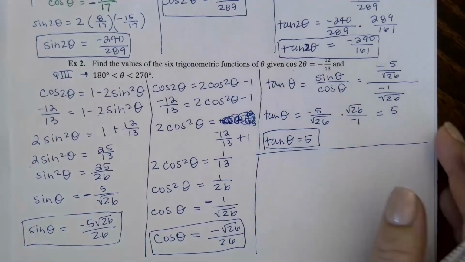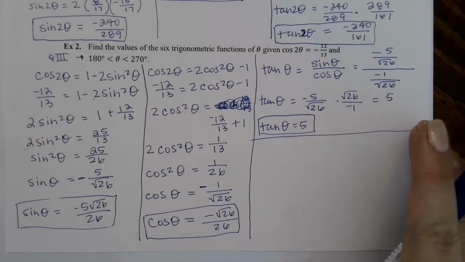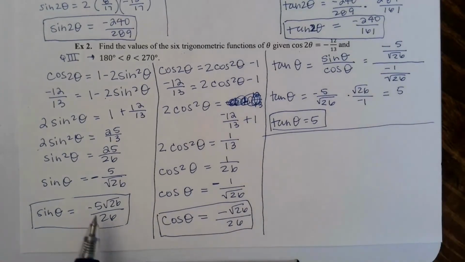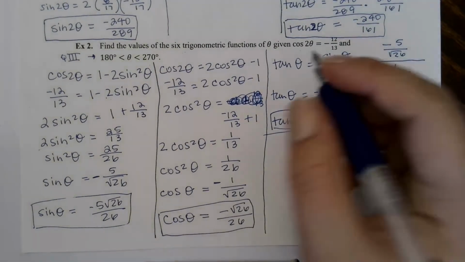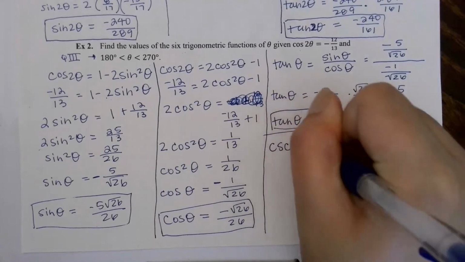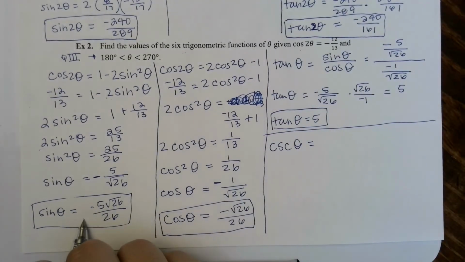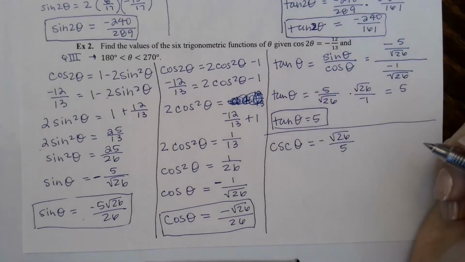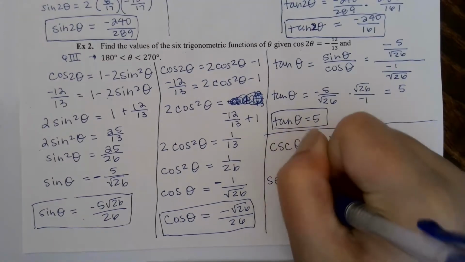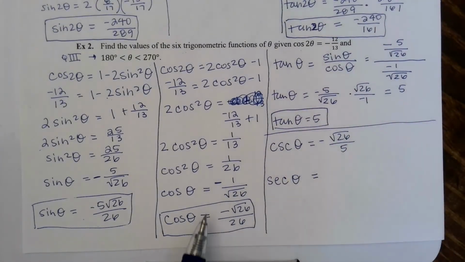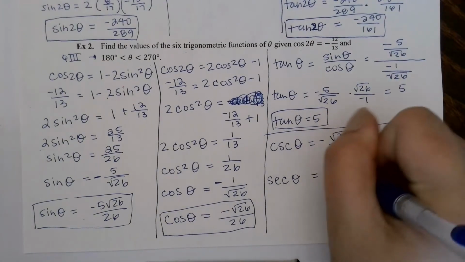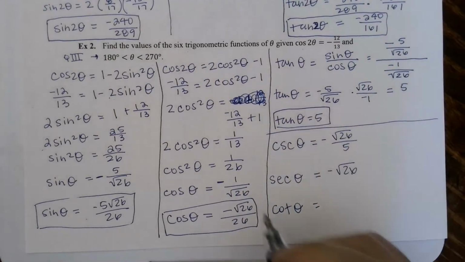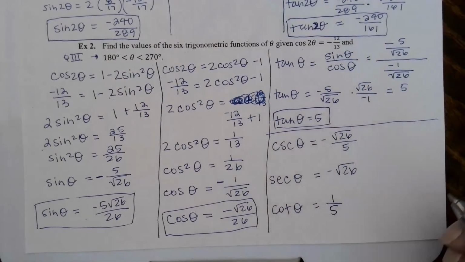Alright, so we want to find all 6 identities. So we can use our reciprocal identities to find the 3 that we are missing. Okay, so we have sine, cosine, and tangent. We need cosecant. So cosecant theta is 1 over sine theta. Okay, so that would be negative square root of 26 over 5. Secant theta is going to be 1 over cosine. So that would be negative square root of 26. And then cotangent theta is 1 over tangent, so that would be 1 over 5.